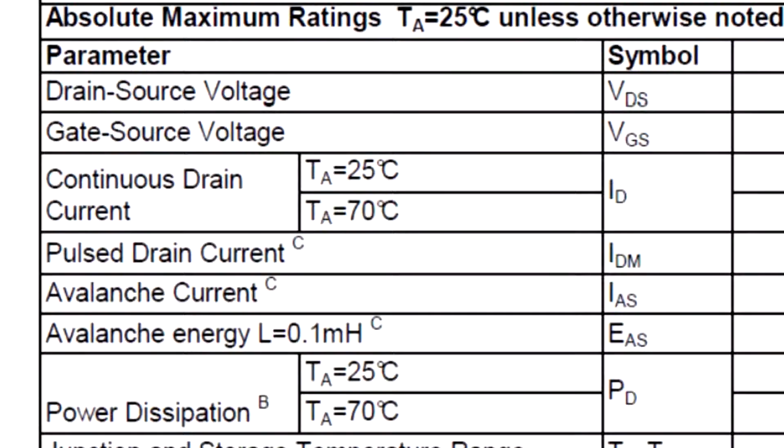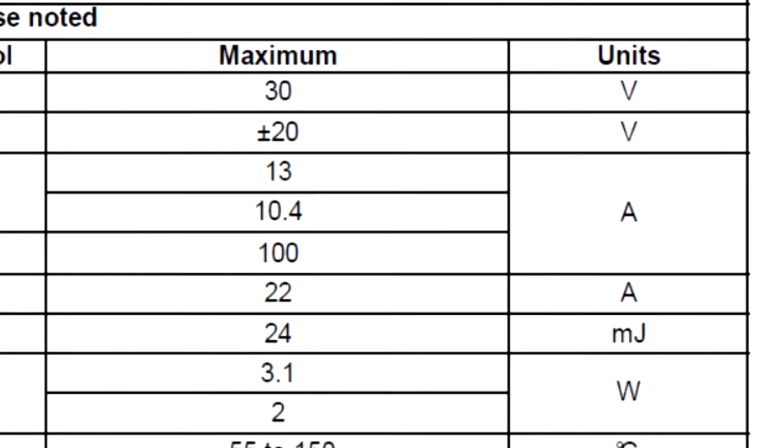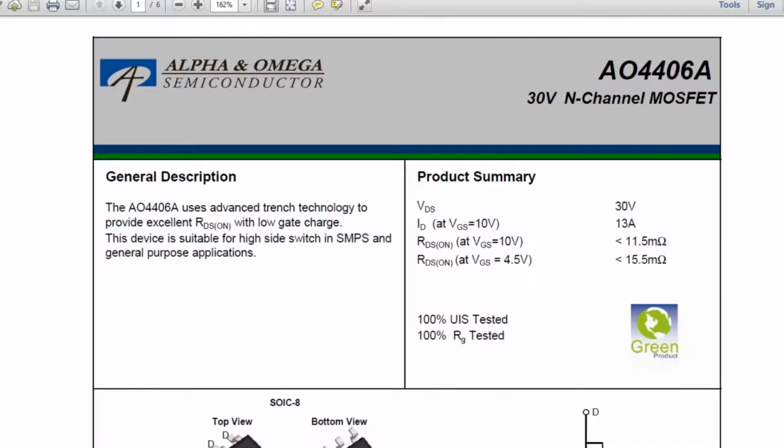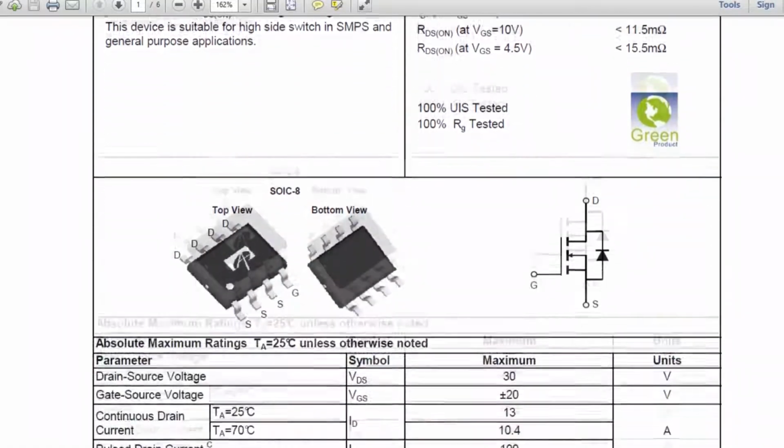Drain to source voltage is around 30 volt. Gate source voltage is about 20 volt. The continuous drain current at 25 degrees Celsius is 13 ampere, but at 70 degrees Celsius, the current is reduced to 10 ampere. You can read its data sheet for more info.